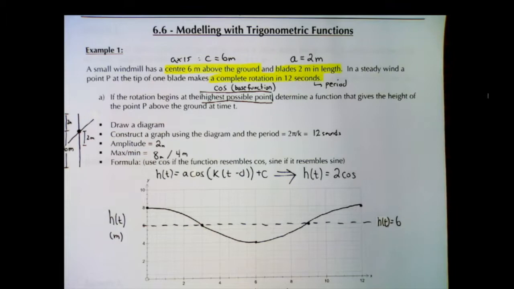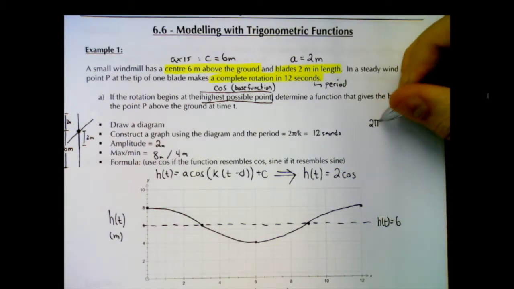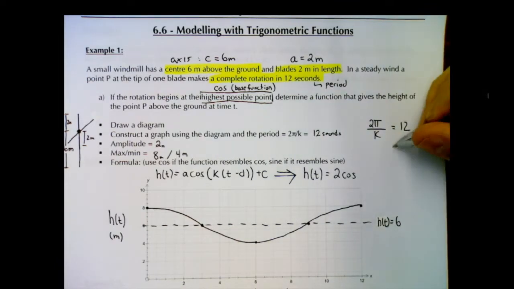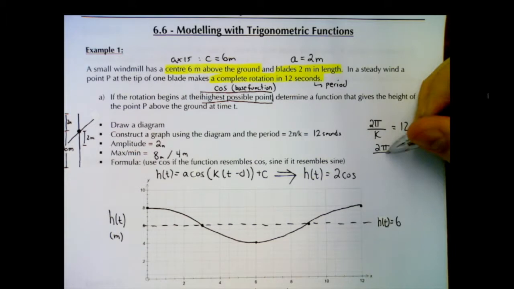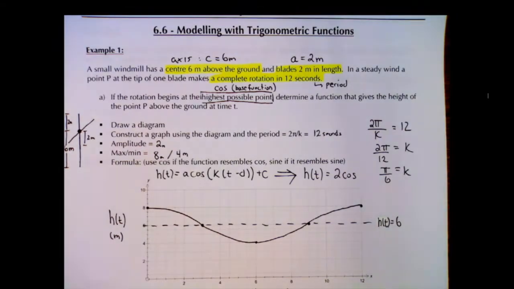Cos k is your horizontal compression or stretch, and we can solve for k. We just have to do a little bit of math. 2 pi over k equals 12. So we need to swap spots here by cross multiplying, and that would give us 2 pi over 12 equals k. And if we reduce that fraction, we get pi over 6 equals k.